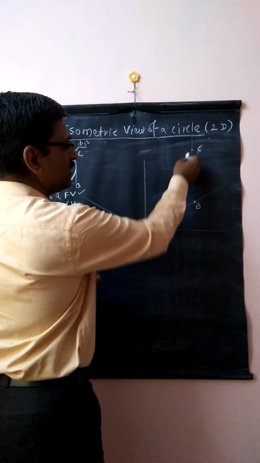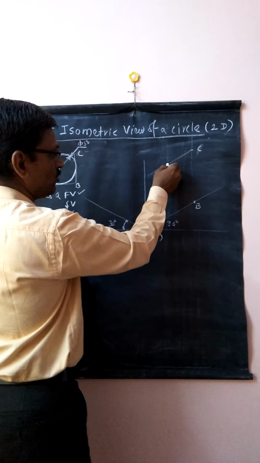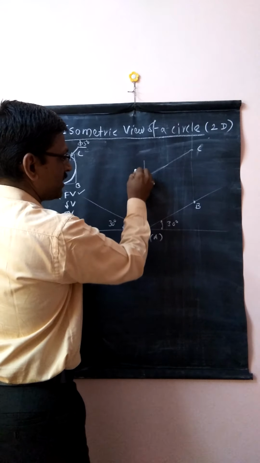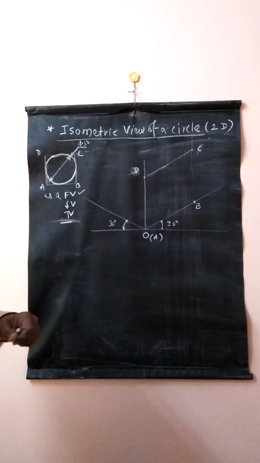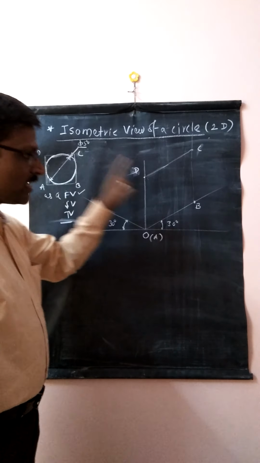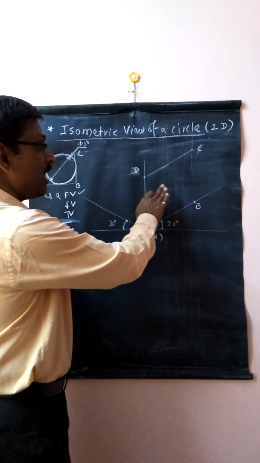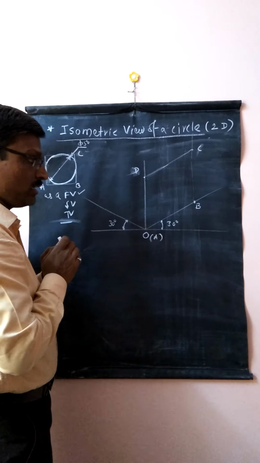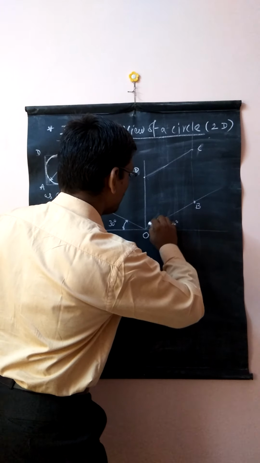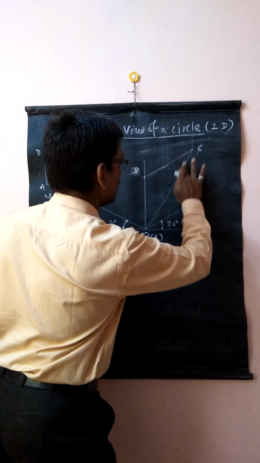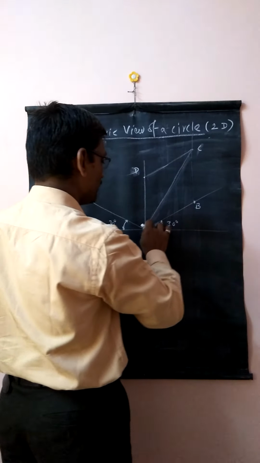From this C I will draw a parallel line so that it touches the vertical axis at a distance of 50 millimeter, which is my D point. So the isometric view of the square is nothing but a parallelogram. Now we will proceed to draw the isometric view of a circle. For this we will join the longest diagonal of this parallelogram with the help of a continuous thin line.